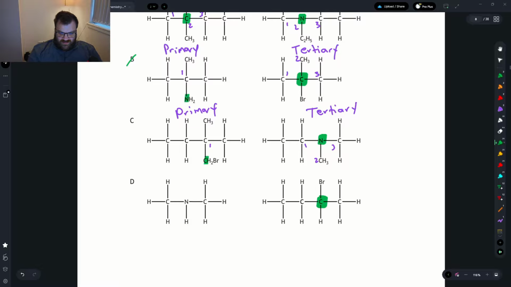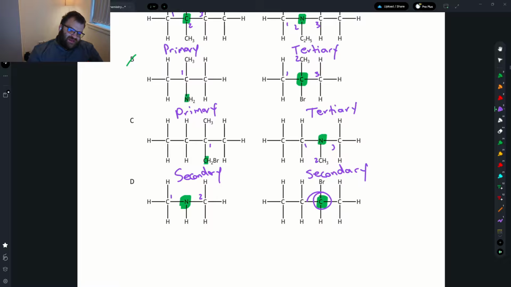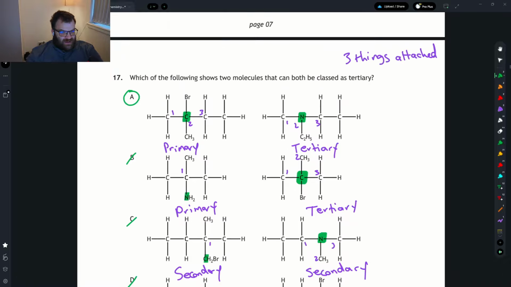Next one, we have to look at these points. There are 2 carbons attached to the nitrogen, making that secondary. And in this one, there are 2 carbons, making that one secondary as well. It's a bit awkward because with the carbon to bromine or carbon to oxygen, we look at the number of carbons attached to the carbon with the OH or the Br or whatever it might be. Whereas for amines, you look at how many are directly attached to the nitrogen. So there's a little bit of a difference between the two of them, but hopefully you would be able to pick up that it's A for number 17.